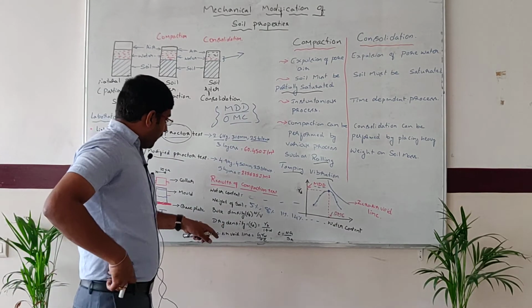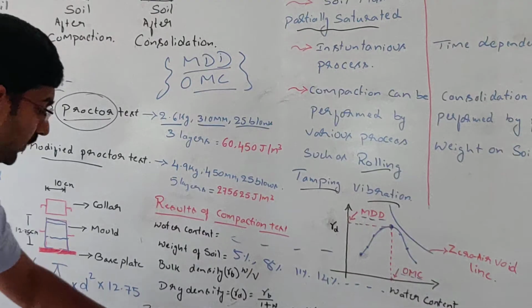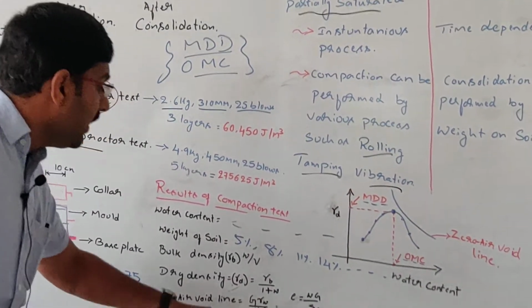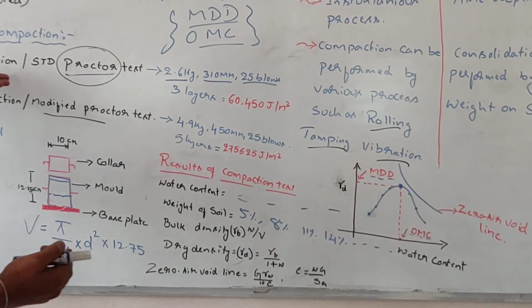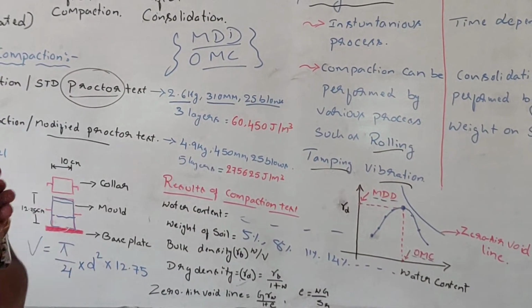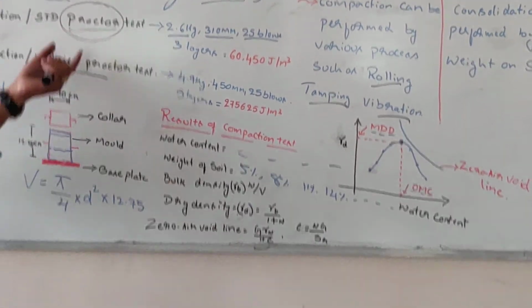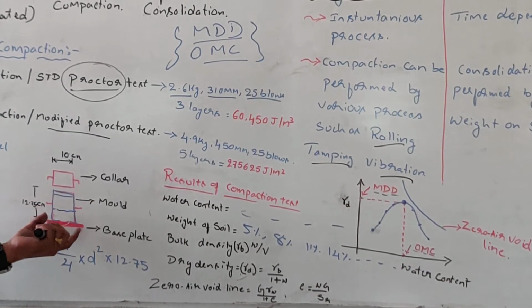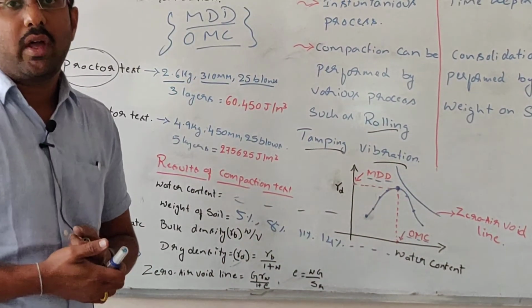Okay. So coming to another parameter, which is called the zero air void line. This zero air void line is indicative of whether the compaction you have done in the laboratory is accurate or not. Sometimes, due to manual error, the compaction may not be proper, and that can be seen by plotting the zero air void line.